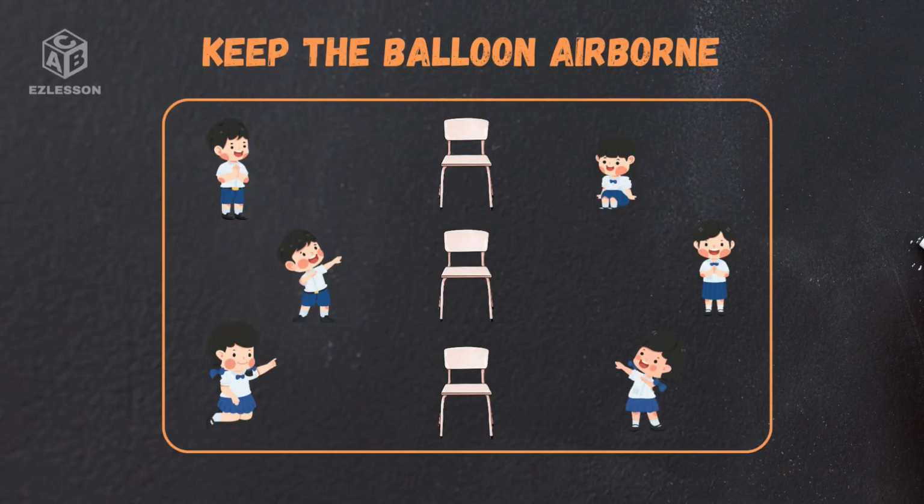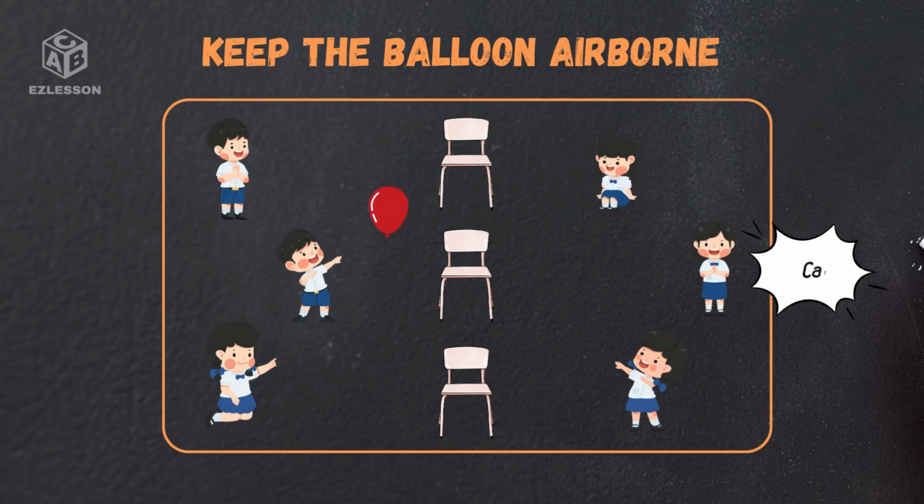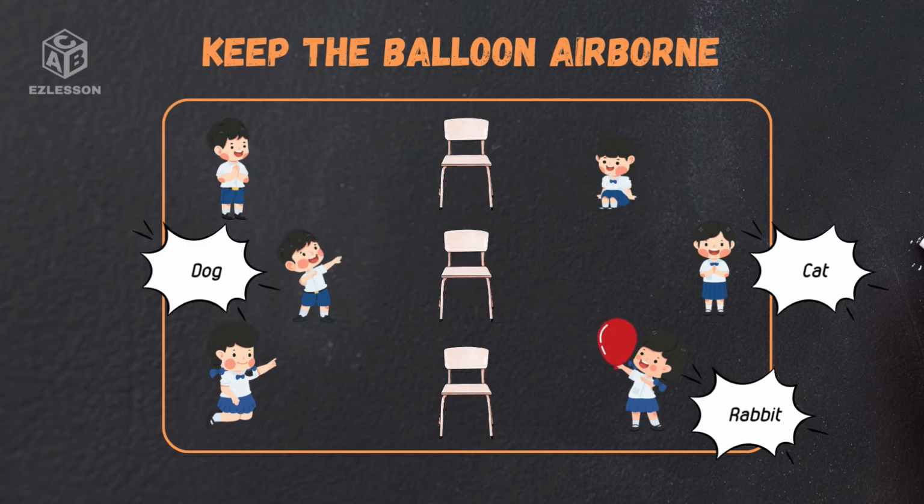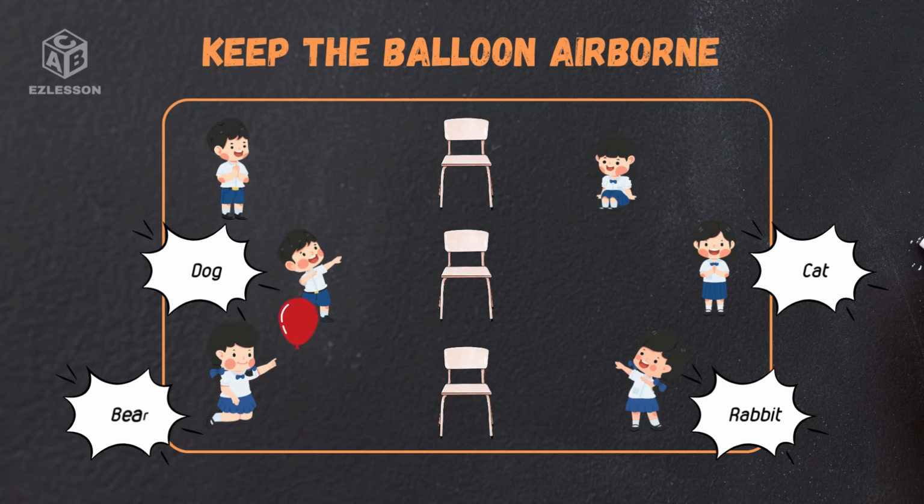Students must hit the balloon to another player or over the net to the opposing team. Remember, every time a student hits the balloon, they must say a word from the chosen category. For example, if the category is animals, students might say cat, dog, or tiger as they hit the balloon.